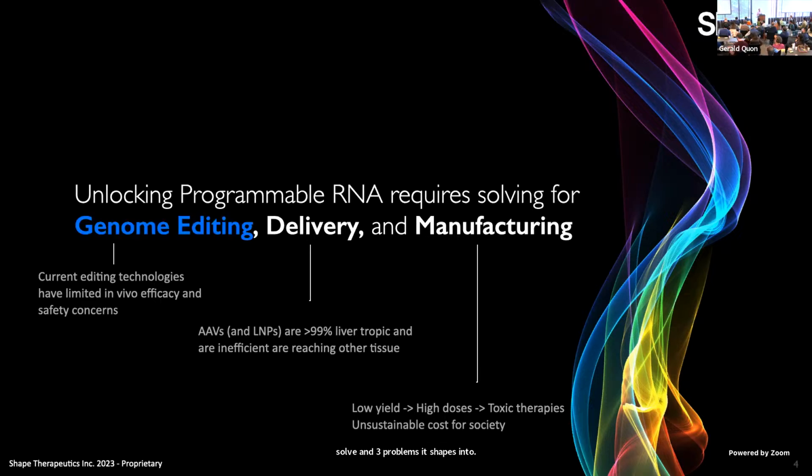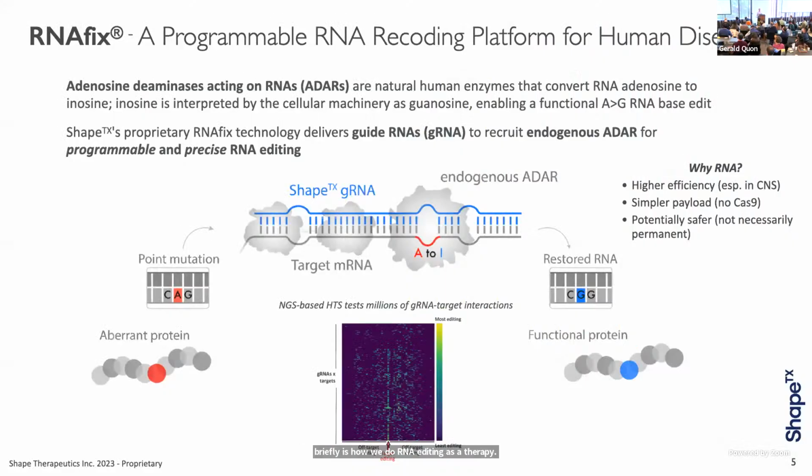The first one I'm going to talk about today very briefly is how we do RNA editing as a therapy. We have a really cool platform called RNA Fix that leverages an enzyme that exists in everyone's body called ADAR. Now, ADAR normally functions early in development, along with brain development, as a regulator of RNA functionality. And what's nice about ADAR is, akin to CRISPR, you can direct it to edit a specific site in your RNA with a guide RNA.